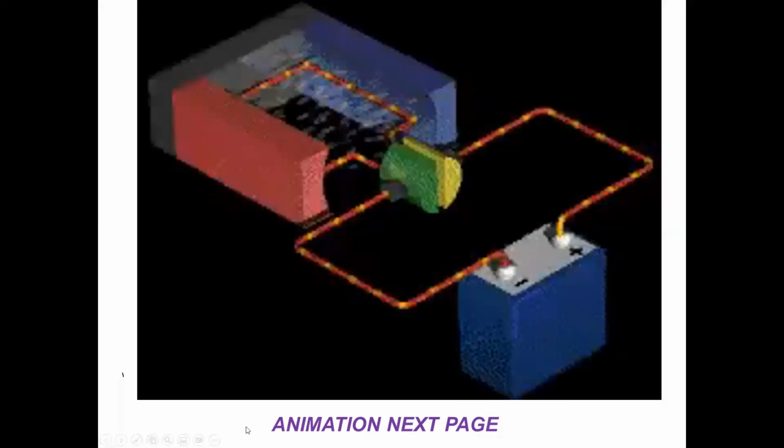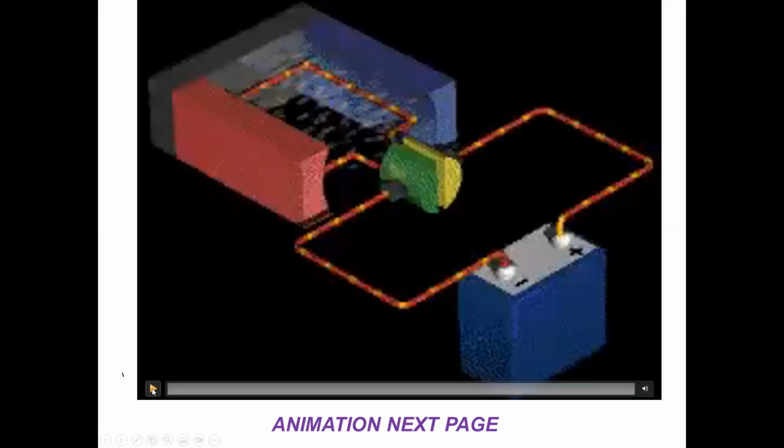Okay, now look at this very nice concept, but it's a low resolution one. But it can make a very good concept. This is a very difficult concept, split ring commutator. Now look at this animation.